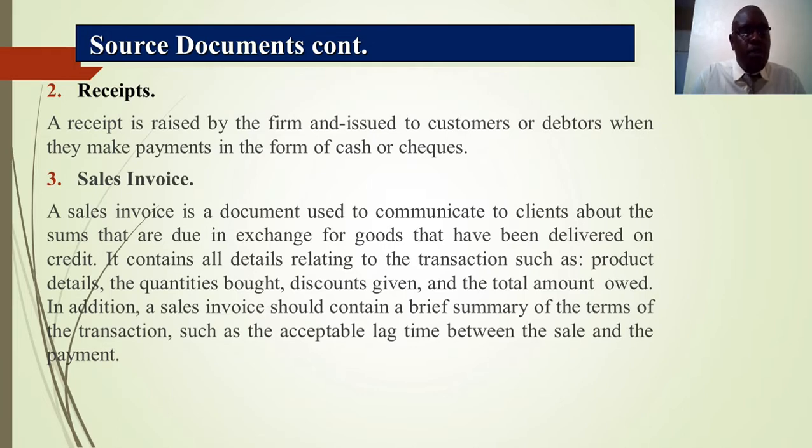Another important document which provides information to the accounting system is a sales invoice. A sales invoice is a document which is prepared by the business and is sent to clients to inform them the amount which is due in exchange for goods and services which have been delivered to these clients on credit. So when we have sold goods on credit, that document which will act as proof that goods have been sold on credit to clients are called sales invoices.